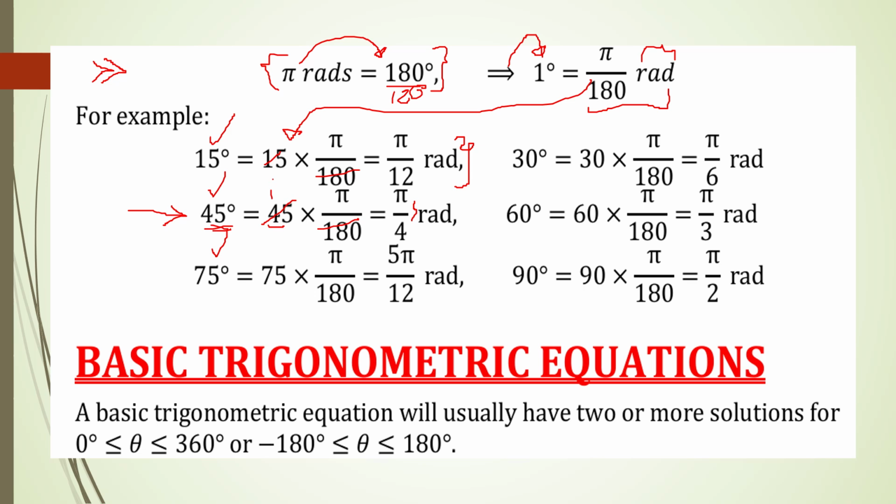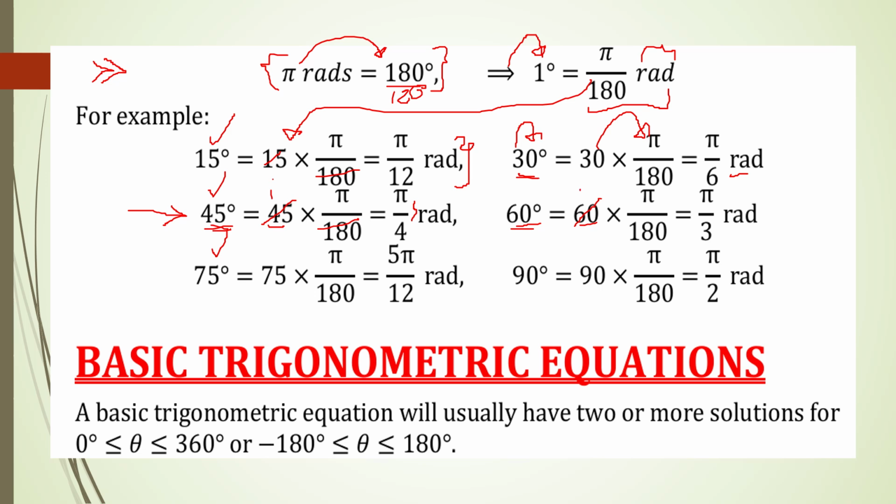Now if you go to 30 degrees, remember that it's also a special angle. In the previous video, we said that we have 3 special angles. We have 45 degrees, we have 30 degrees, and we also have 60 degrees. To convert 30 degrees into radians, we simply multiply it by pi divided by 180. So you're going to get pi divided by 6 radians. Also 60 degrees, we do the same, 60 times pi over 180.